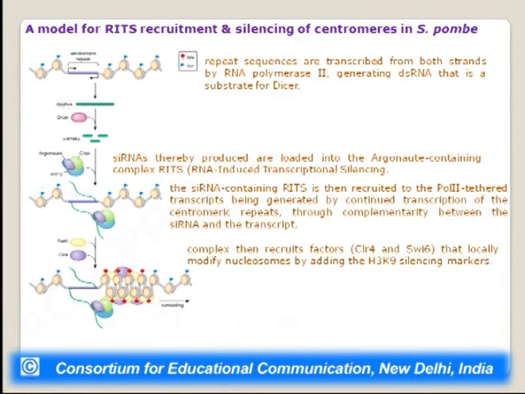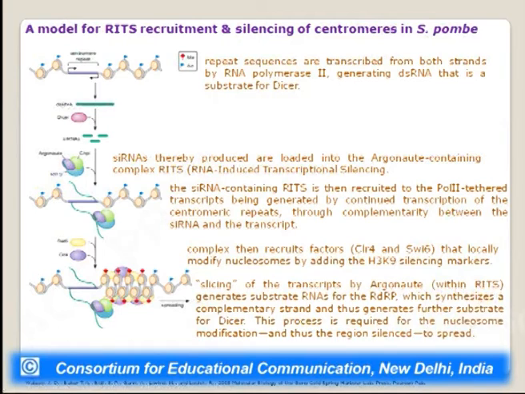So, as the centromeric region is transcribed, this RITS complex along with the siRNA will complementarily bind to this particular RNA. The complex then recruits certain other factors such as CLR4 and SWI6 that locally modify the nucleosomes by adding the H3K9 silencing markers. So, there is a lysine 9 position, basically the histone modification occurs and methyl groups are added, and therefore the silencing is occurring.